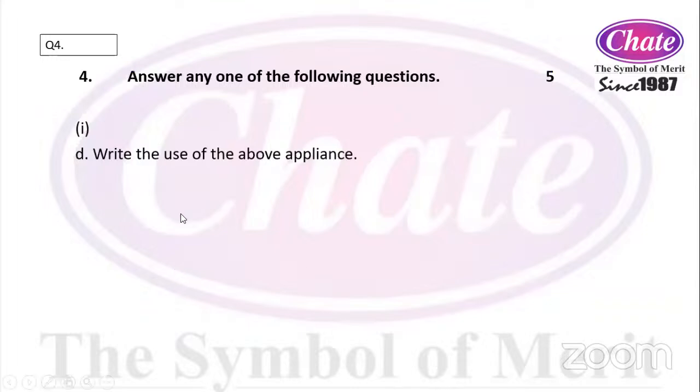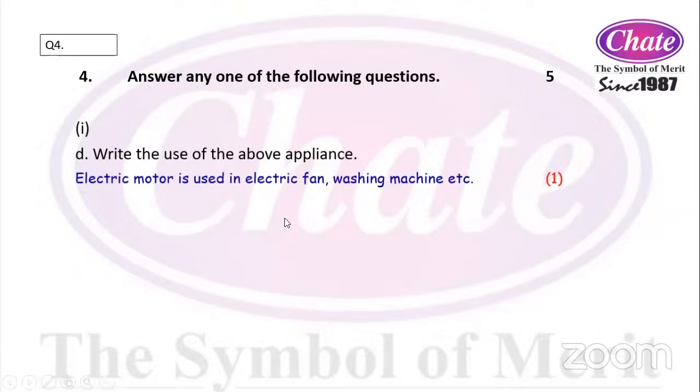Okay, the last part is to write the use of the above appliance. That means in which appliances you use the electric motor. We use electric motors mostly for commercial purposes, like the electric fan, washing machine, etc. Sometimes students write electric fan, exhaust fan, ceiling fan. They are talking about only fans. Instead of that, give different types of machines, that means different appliances. In this way, you can get the mark for this answer.